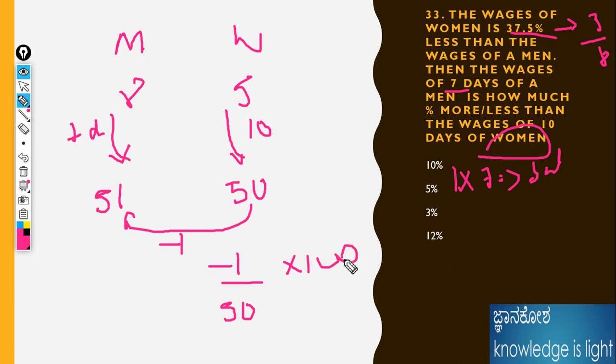Understand? Therefore, 7 8 50, this is not 51, 56 6 by 50. Therefore, 15... minus 12 is the answer. Sorry, this is a plus 6, rising. The salary is increasing from here, plus 6, therefore the answer is plus 12% compared to the woman's salary. The man's salary is 6% more than the woman's salary. Wages means the salary.